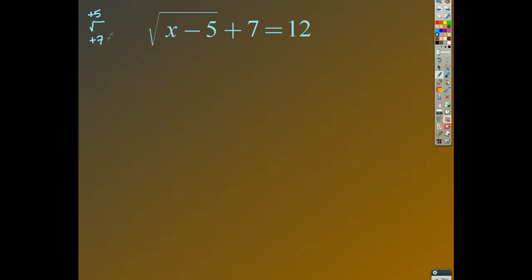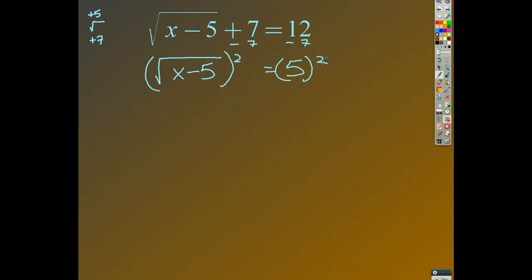So then what I'm going to do here is reverse this. The first thing I'm going to do is subtract 7 from both sides, or add a negative 7, you could say. So that's going to give me 5. Then I'm going to square this side, and I'm going to square this side. And once you square this, everything under the radical gets squared, so it's just going to be x minus 5 is equal to 25.